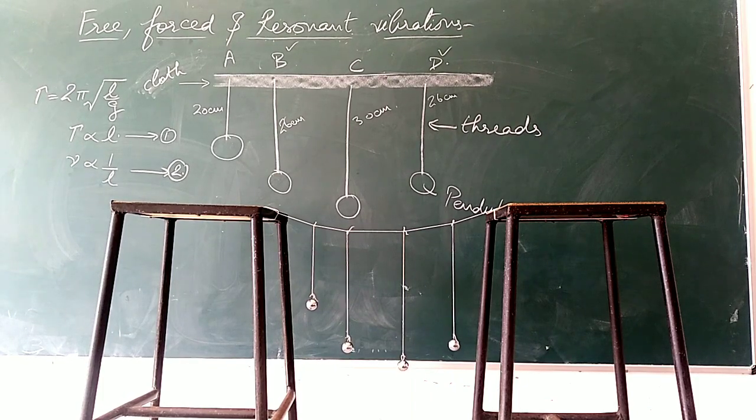Okay. Now you can see B and D are in phase, but C is vibrating out of phase. A and C are experiencing forced vibrations, and B and D are experiencing resonance. Free vibration I have provided to pendulum D.